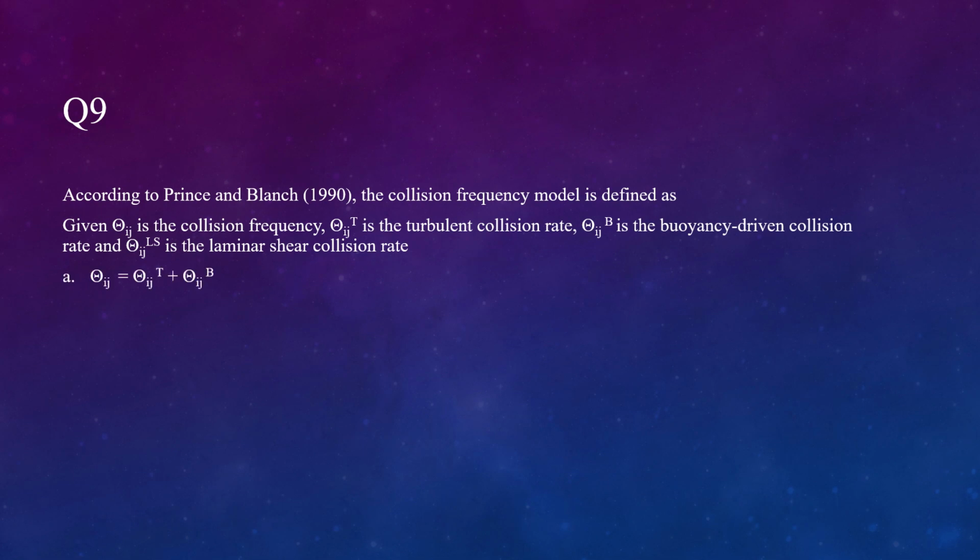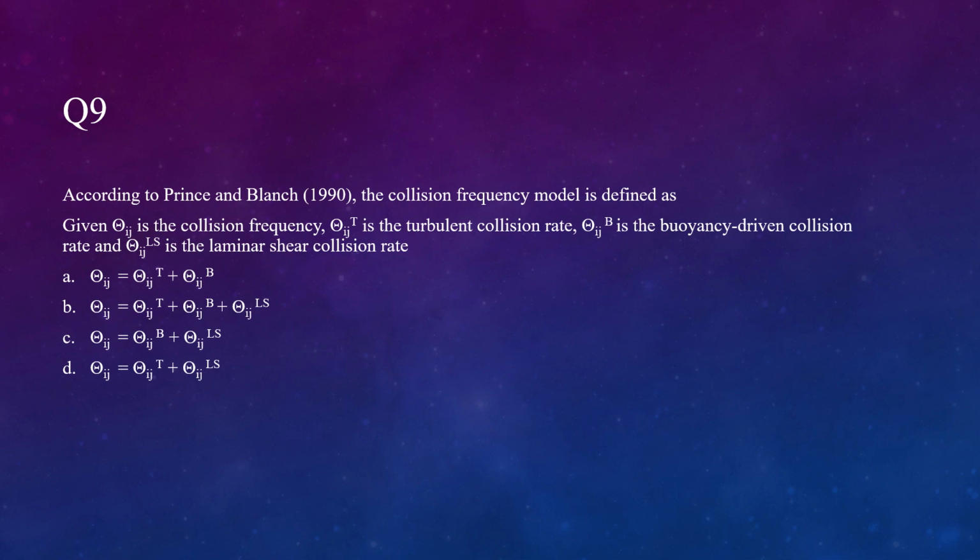The first option A is that theta ij is equal to theta ijt plus theta ijb. Option B is theta ij equal to theta ijt plus theta ijb plus theta ijls. Option C is theta ij equal to theta ijb plus theta ijls. Or option D is theta ij equal to theta ijt plus theta ijls. So how do we define the collision frequency model according to the Prince and Blanch model of 1990, where theta ij is the collision frequency?